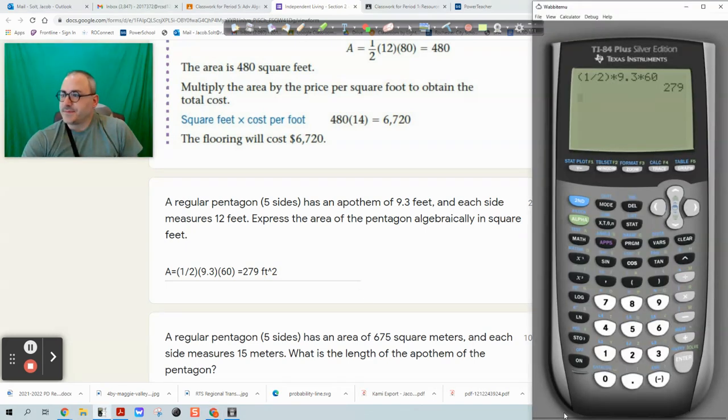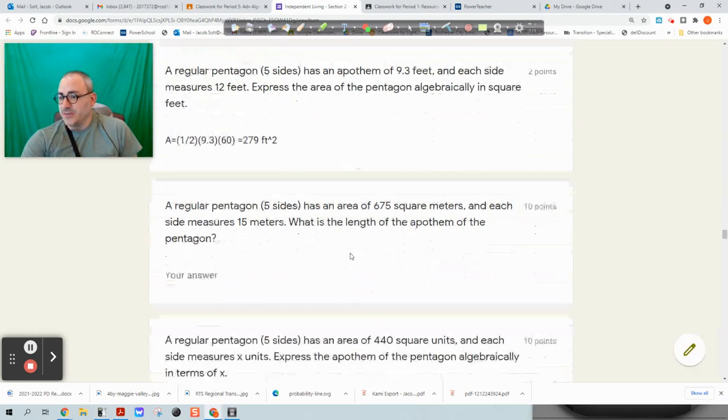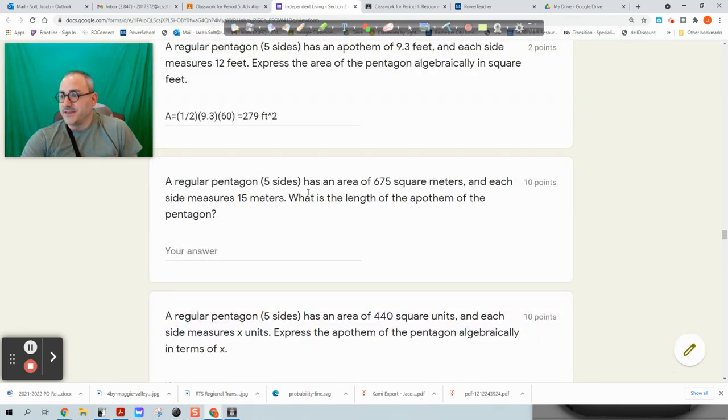All right. That is the only one I'll do, and your job is to do the next two. We have another regular pentagon, 5 sides. I'm giving you the area. I'm telling you what each side is. You'll have to figure out the length of the apothem.